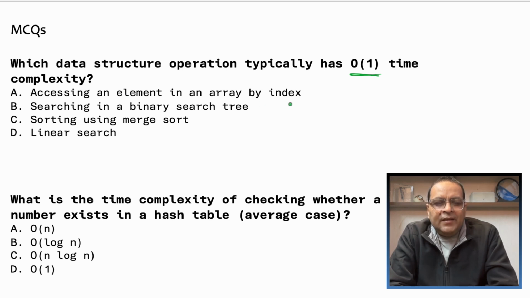Accessing an element in an array by the index has constant time complexity. This is correct. Next is searching in a binary search tree. Searching in a binary search tree will take log n time, so this is not constant.